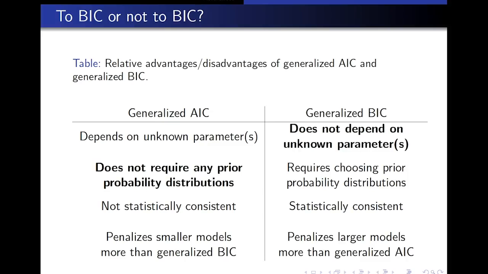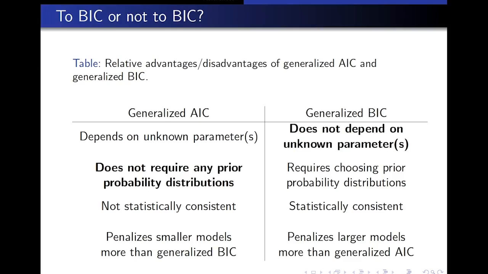Both the AIC and BIC have advantages and disadvantages relative to each other. So which one should we use? One disadvantage of the AIC, when we generalize it here, is that it depends on the unknown true parameter, which we need to estimate with the MLE or by some other means. Whereas an advantage of the BIC is that it doesn't depend on the unknown true parameter, since the parameter space has been integrated out. The AIC requires no assumptions on prior probabilities, while the BIC, which is Bayesian, does.